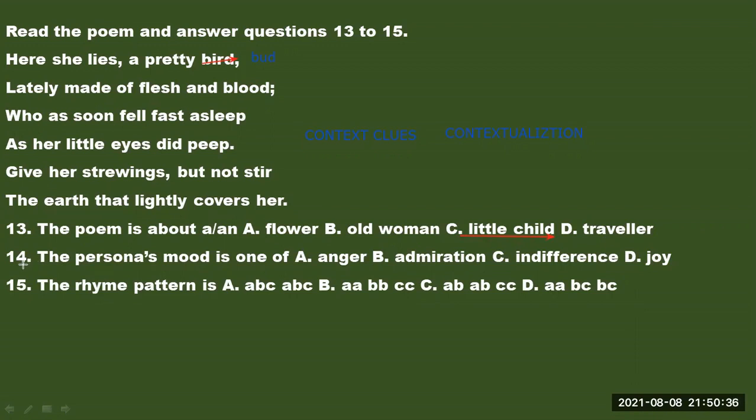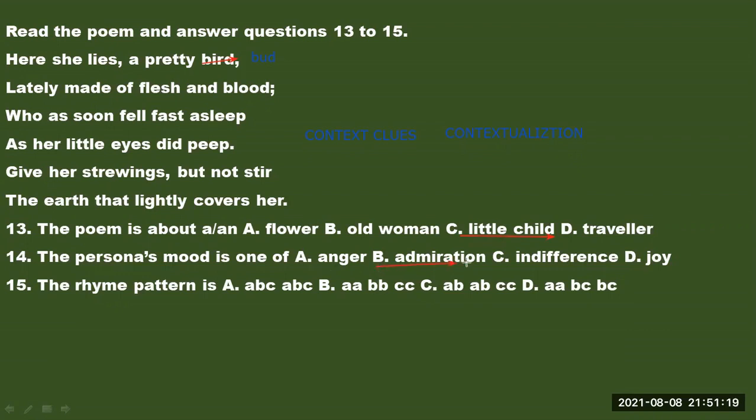Okay, so let's now look at question number 14. The persona's mood is one of anger. No, there's nothing that is portraying anger here, because when you examine the mood or the tone of a piece of literature, you take the choice of words into consideration. And if someone is angry, then he or she will use angry words. We don't find angry words here. So there's nothing to give us a clue to a mood of anger here.